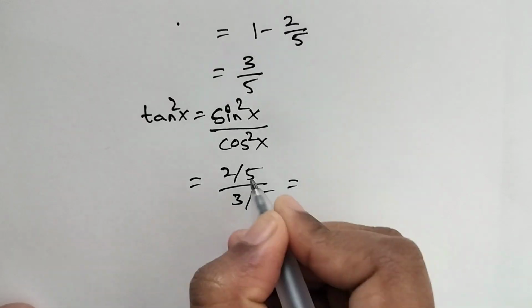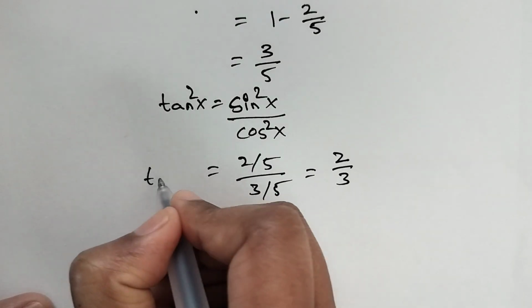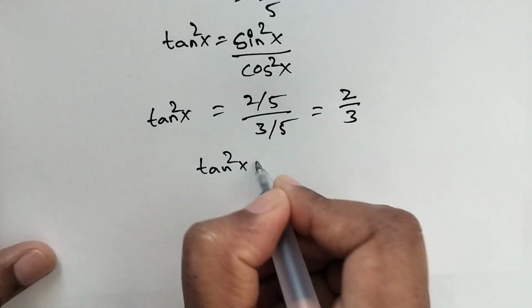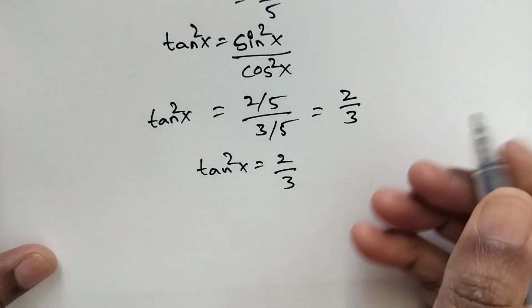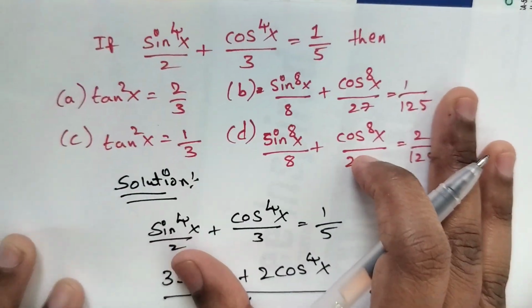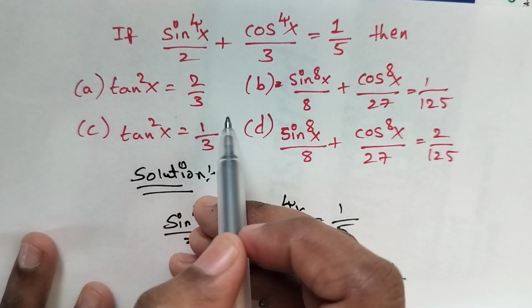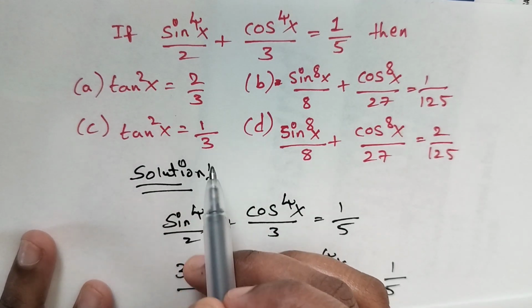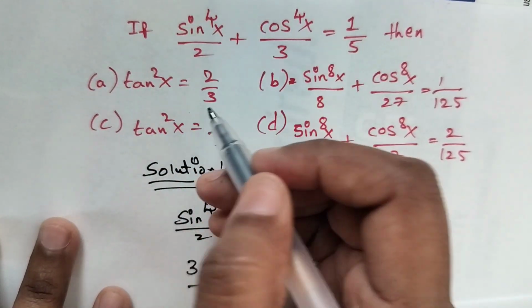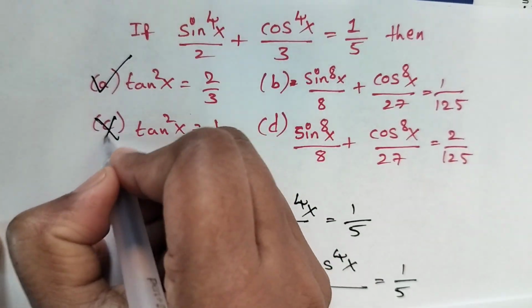So we'll get 5 both get cancelled. We'll get 2 by 3. So this is the tan square value. So tan square x value is 2 by 3. So we will check into the options. So here we have tan square x is equal to 2 by 3 and tan square x is equal to 1 by 3. So from these two options, which one is the correct answer? This one is the correct answer and this one is the wrong answer.